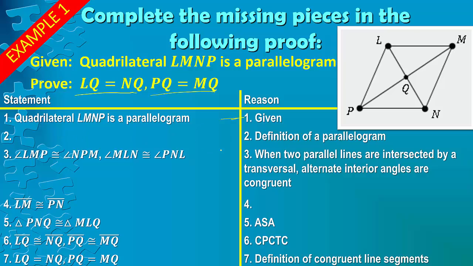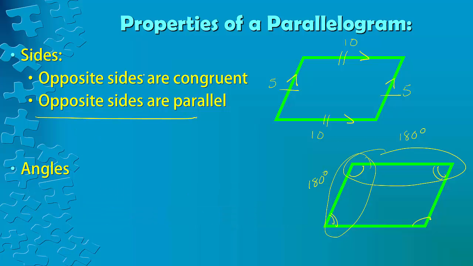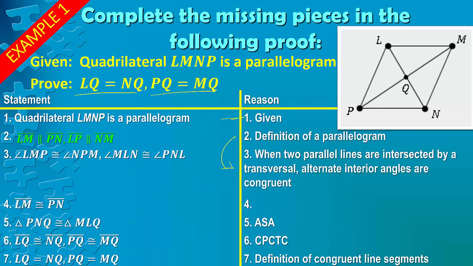So usually what I would suggest doing when you have these fill in the blank proofs is go ahead and look at the next one, and it says when two parallel lines are intersected by a transversal. Now, there's nothing in here yet that says anything about parallel lines. So therefore, if you go back, we're told that opposite sides of a parallelogram are parallel. So we can go forward now, and we'll say that LM is parallel to PN, and LP is parallel to NM. And that is by the definition of a parallelogram.